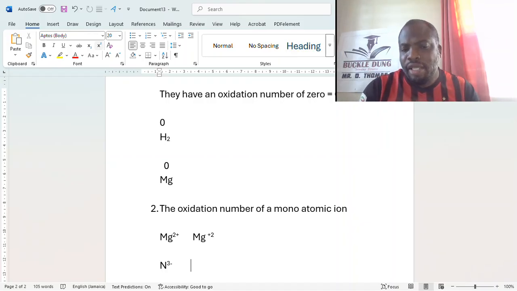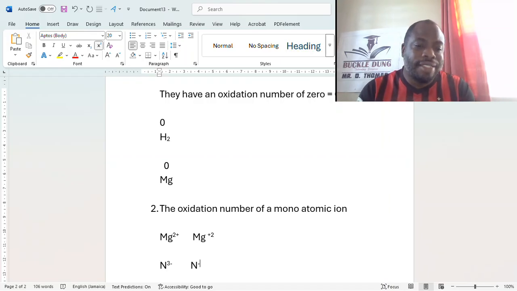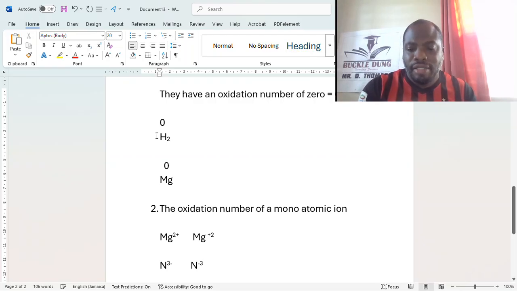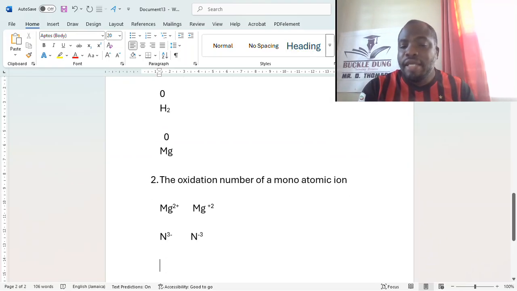And so if you didn't know that, then you might run into problems to determine the oxidation number for the ion of the nitrogen, which is, as we said, all we do is to write the charge first. So the oxidation state of the nitrogen ion is -3. And it doesn't get any simpler than that, guys. So that's the next rule.